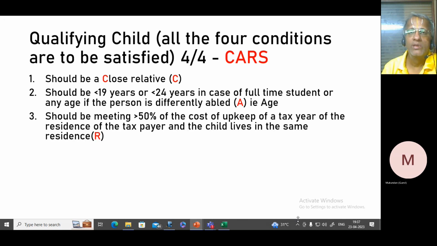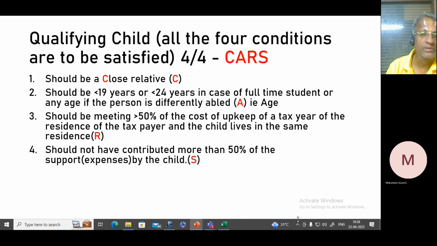Third, the taxpayer should be meeting 50% of the cost of upkeep of the residence of the taxpayer, and the child lives in the same residence. Please understand the taxpayer is expected to meet more than 50% of the cost of the upkeep of the house for that particular tax year, and that is the house in which the child and the taxpayer should be living.